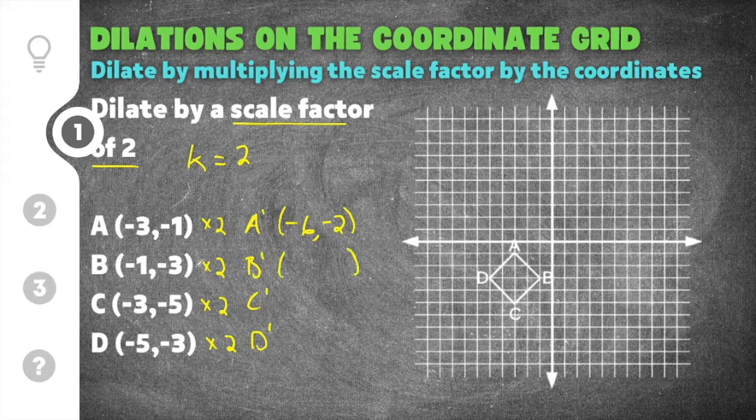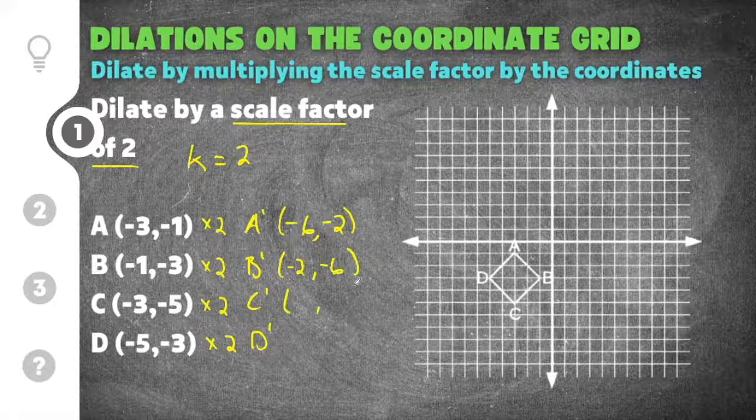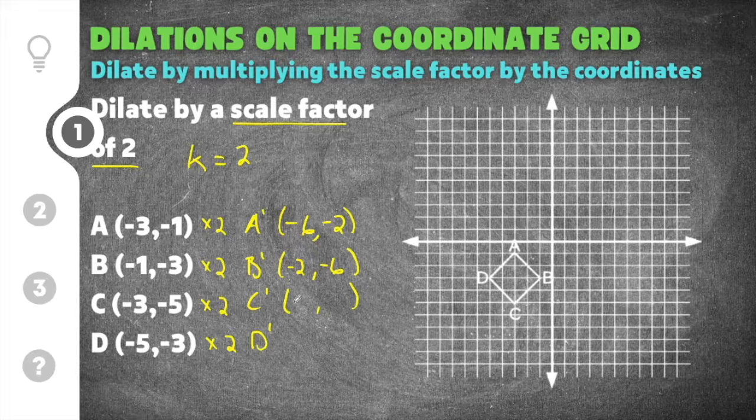So B prime is going to be negative 1 times 2 for our x coordinate, which is negative 2, and then negative 3 times 2 for our y coordinate, which is negative 6. C prime is negative 3 times 2, which is negative 6, and the y coordinate is negative 5 times 2, which is negative 10. And then finally for D prime, you do negative 5 times 2, which is negative 10 for the x coordinate, and negative 3 times 2, which is negative 6.